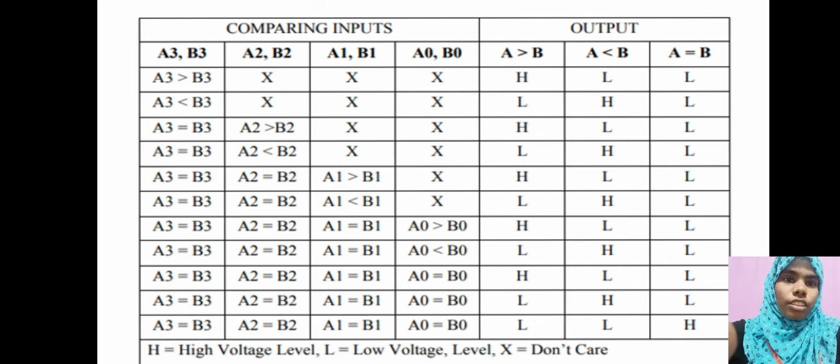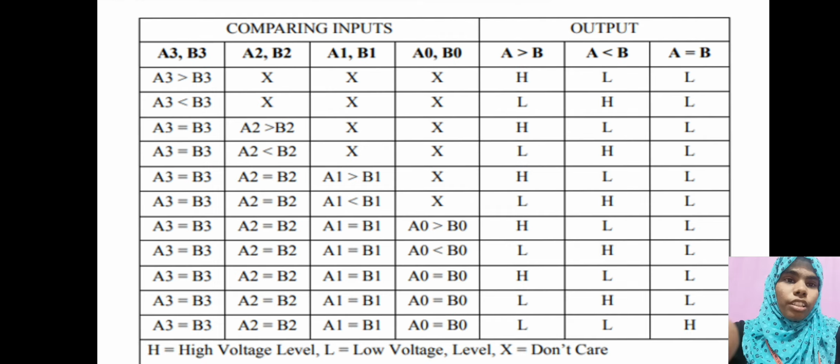High level voltage: A3 equals B3, A2 equals B2, A1 less than B1. Then A less than B is the output, the rest are don't cares and 0 outputs. A3 equals B3, A2 equals B2, A1 equals B1, A0 is greater than B0, then A greater than B is the output, the rest are zeros.